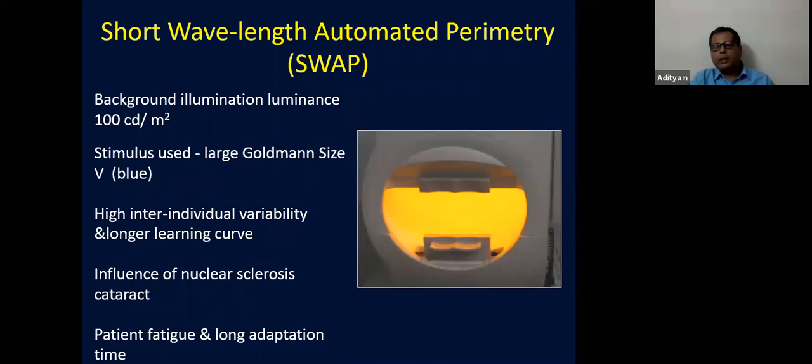Prior to testing, the person has to be exposed to the yellow light for about 5 minutes or so so that the red-green cones are bleached. But the issues with SWAP are that there is high inter-individual variability and a longer learning curve has been noted. If there is any nuclear sclerosis cataract, that may influence the results and may show false negatives. Patient fatigue and long adaptation time are some of the problems which have been noted with SWAP.